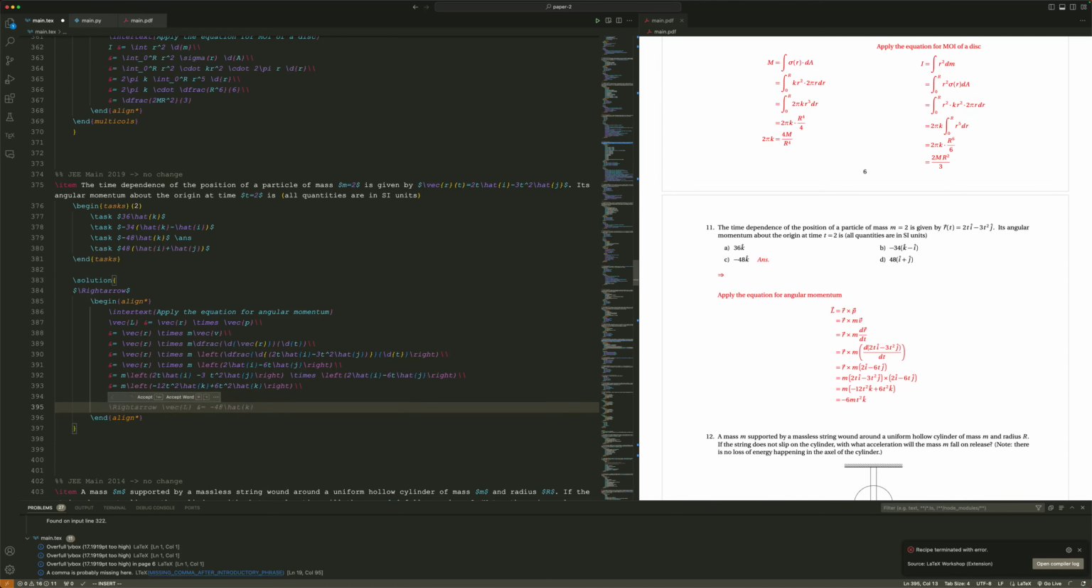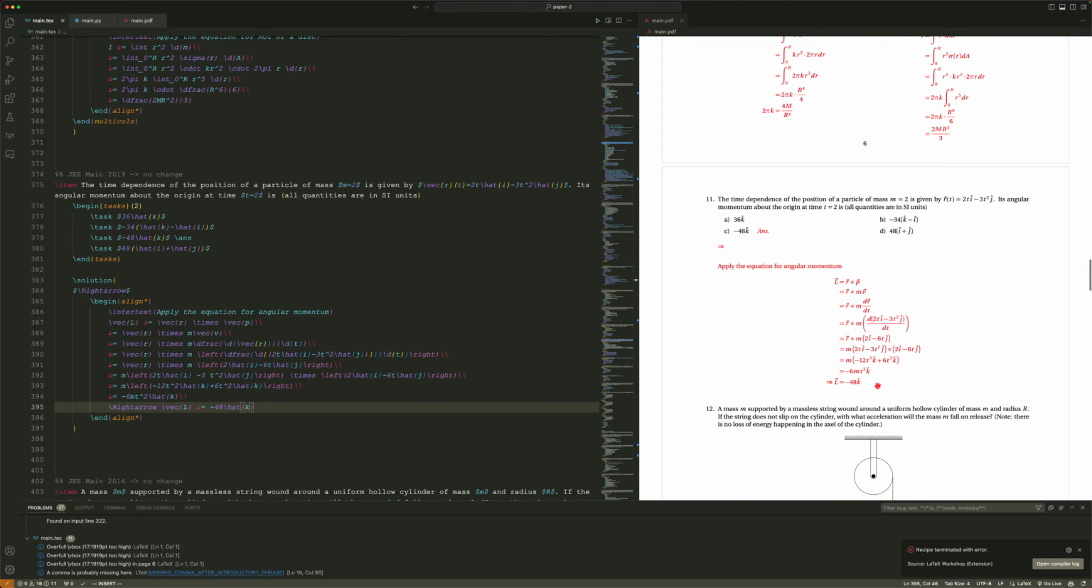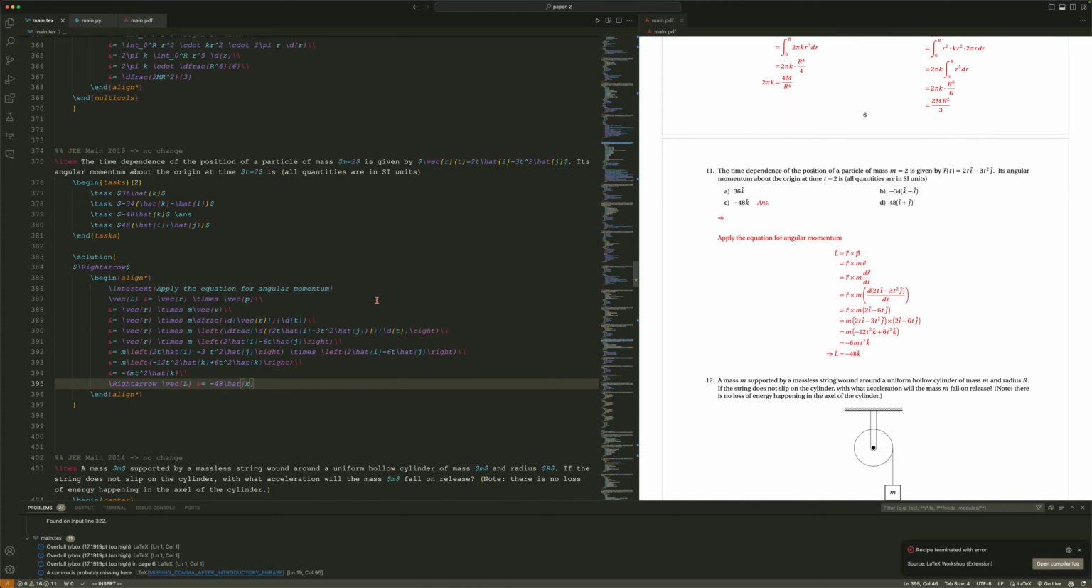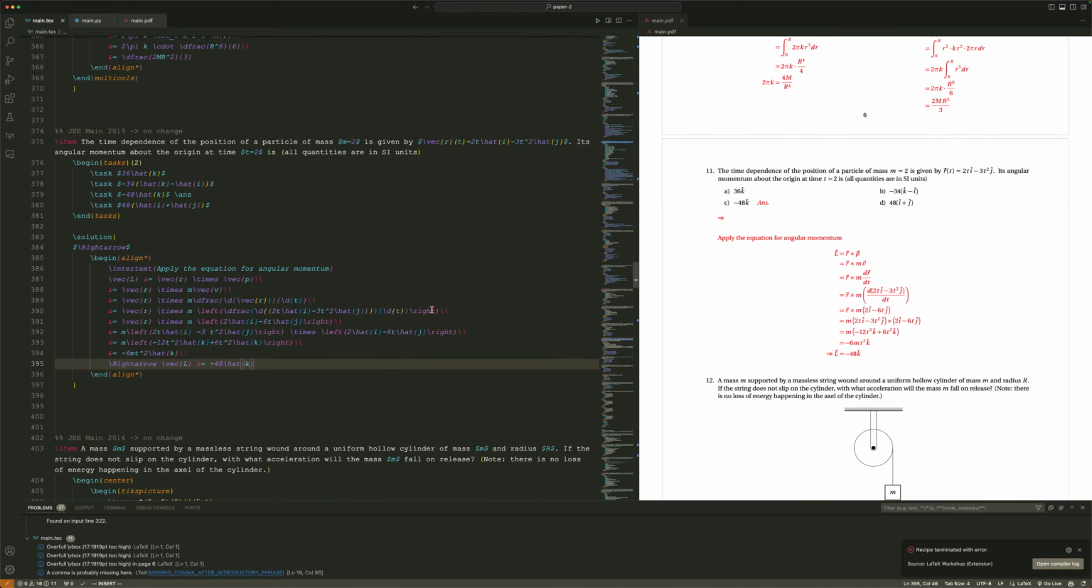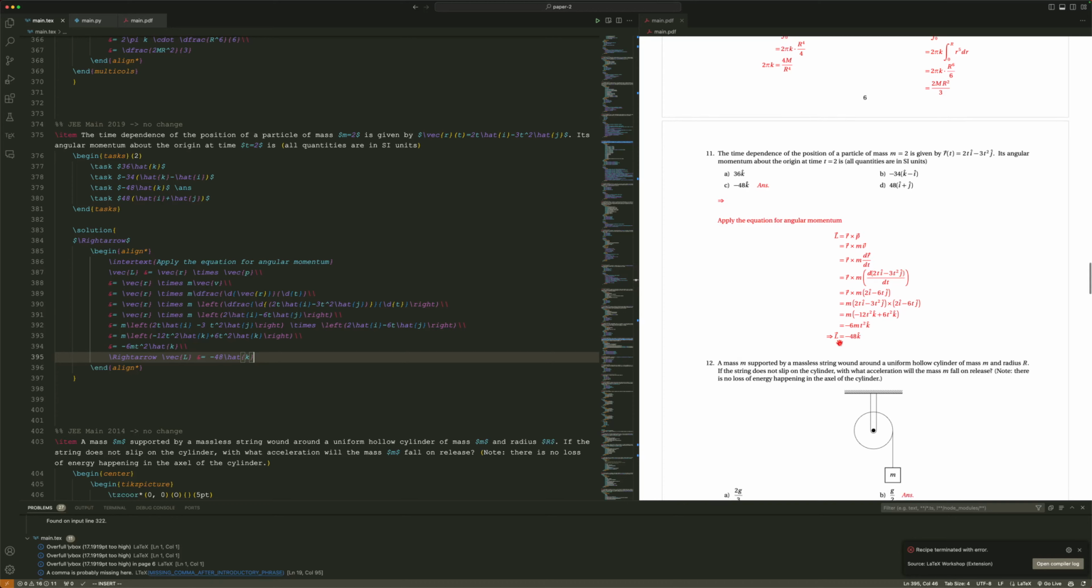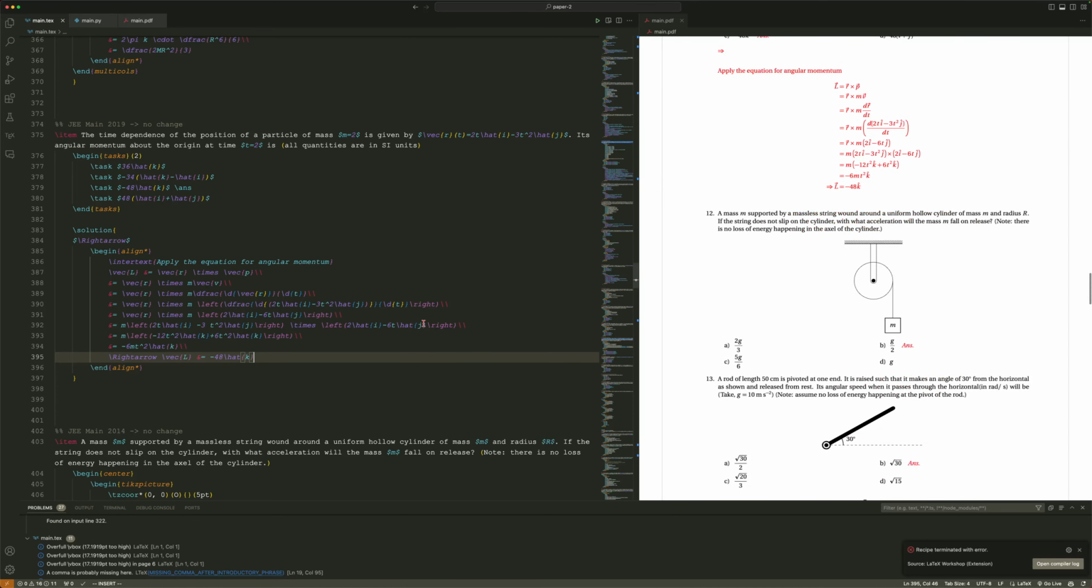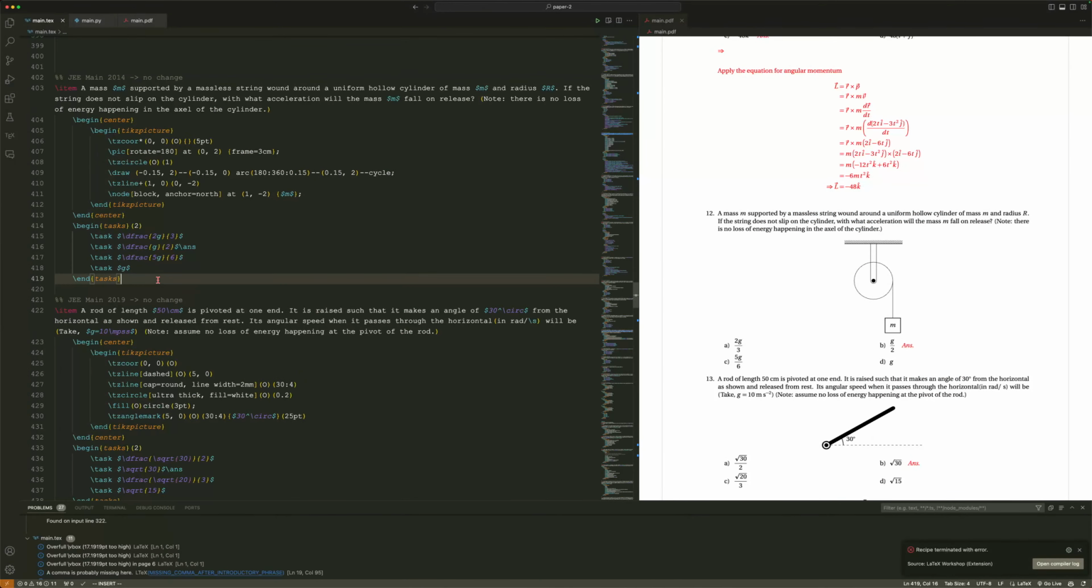Now we can put the time. Wow, it's marvelous. Yeah, so angular momentum is minus 48 k cap, which is the right answer. So Copilot is helping pretty much all the time. Now let's move on to problem number 12.